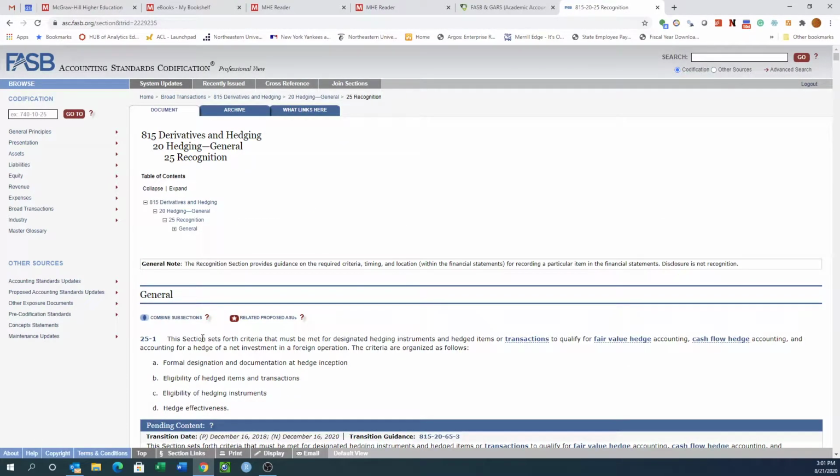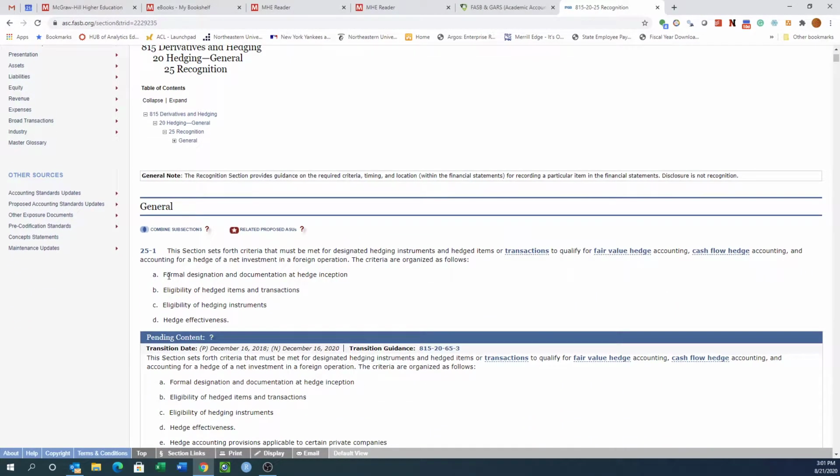Okay? This sets forth the criteria to be met for designated hedging instruments and hedged items to qualify for the different kinds of hedge accounting. These are the four things that have to be done, not two. These are the four things for the hedging instrument and the hedged item, not just the hedging instrument. All four of these have to be met.